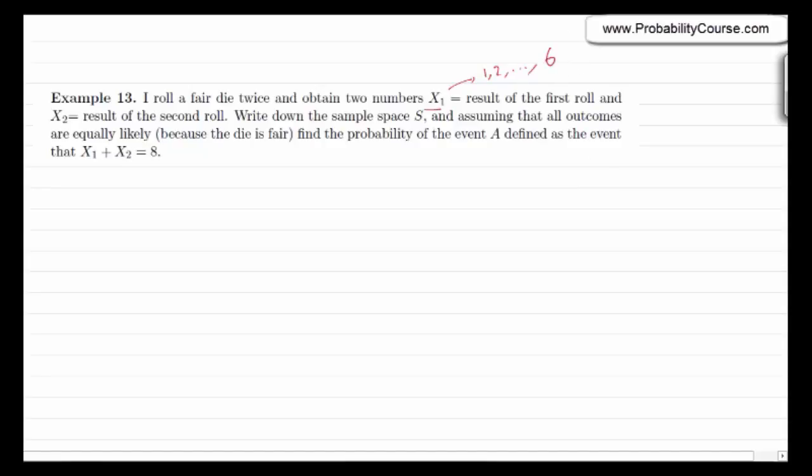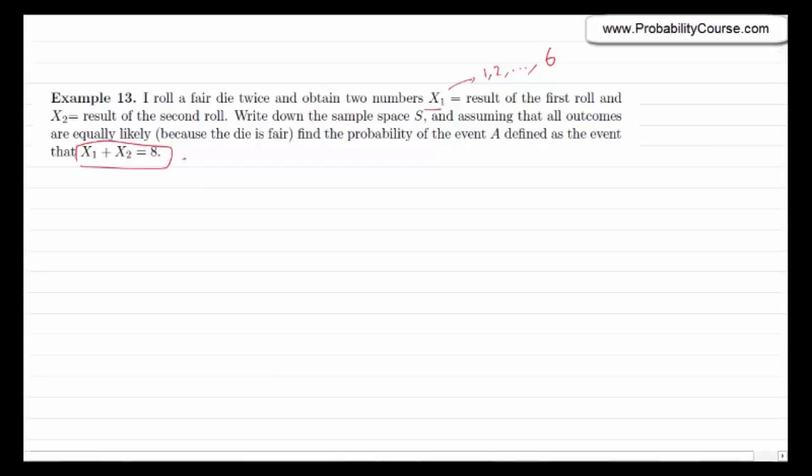X2 is the result of the second roll. So the question is, write down the sample space S, and assuming that all the outcomes are equally likely, find the probability of the event A, defined as the event that X1 plus X2 is equal to 8. I suggest that you solve this problem before watching the rest of the video.